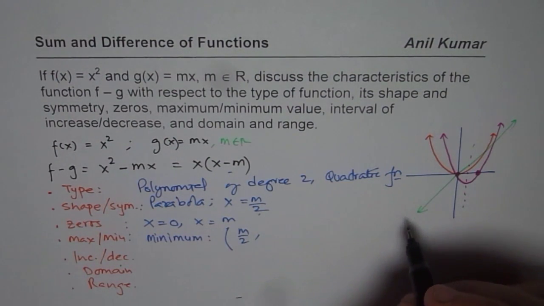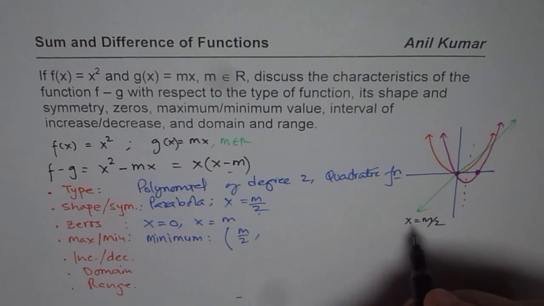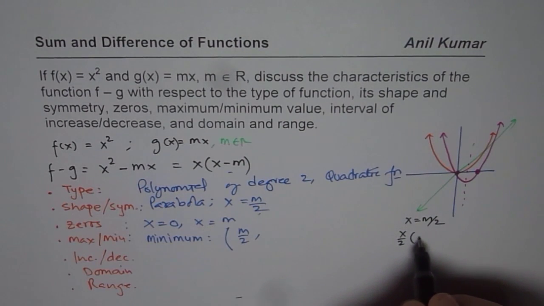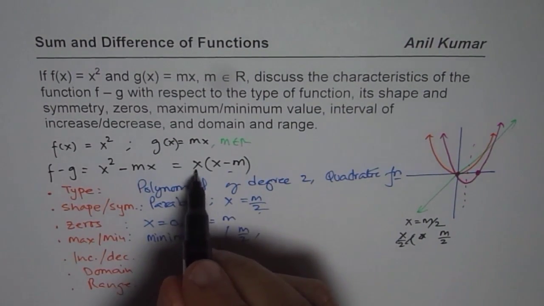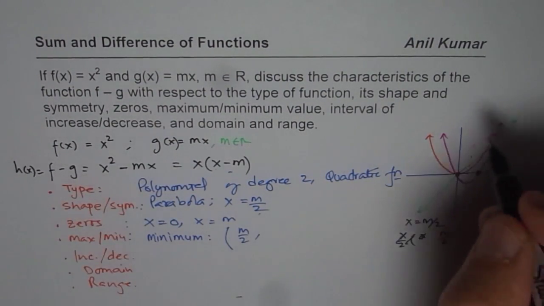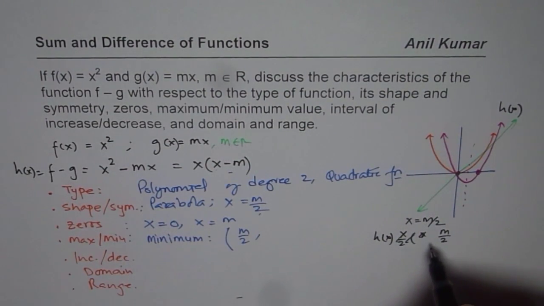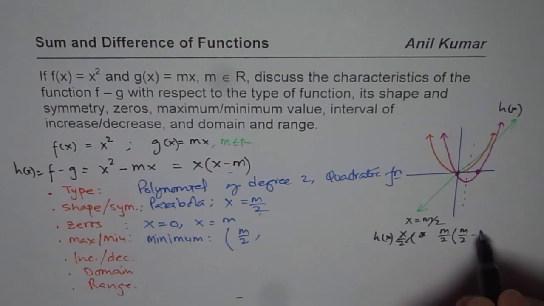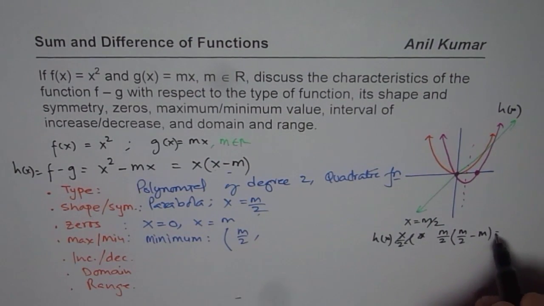So let me calculate it separately, right? I'll do it here. Let me call this function h of x, f minus g. Okay, so this is h of x, right? So for h of x, at x equals m over 2, the value will be m over 2 times m over 2 minus m. Is that okay? So I've replaced x with m over 2.